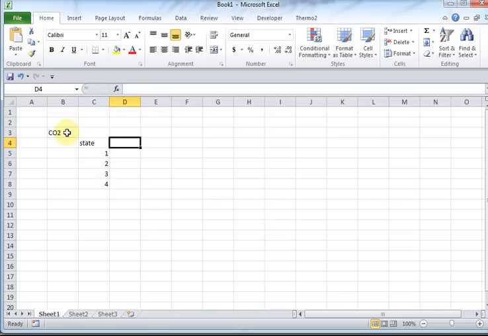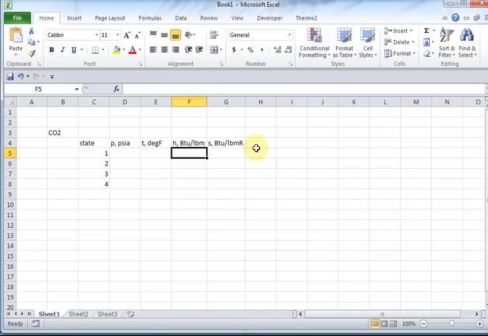And we'll talk about pressure in psia. We'll talk about temperature in degrees F. We'll talk about enthalpy in BTU per lbm. We'll talk about entropy in BTU per lbm R. Do we need any more? We could put quality there if we need it, just X. Okay. So we're starting at 0 degrees F. True? And we're starting at saturated vapor, so the quality is 1.